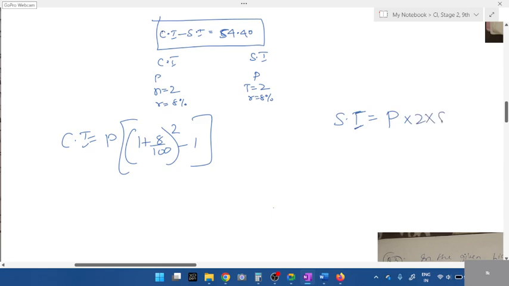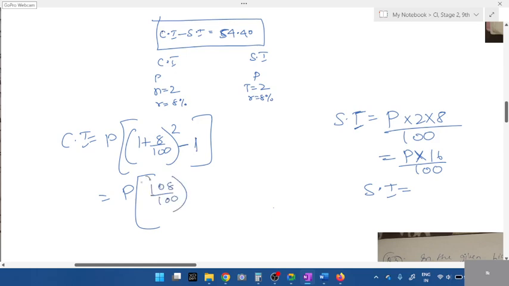P into 2 into... But don't reduce it, just keep as it is. 2 8s are 16 by 100. Keep the simple interest as it is. Next, what is compound interest? If minus 1 is given, how do we solve? Decimal. Complete this, students. Tell me the value. 1.08 into 1.08. Start solving. Tell me the value.